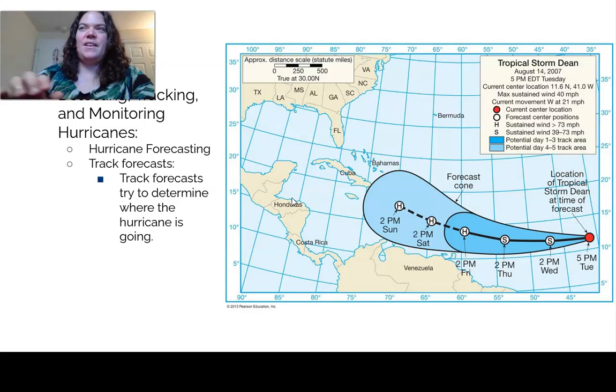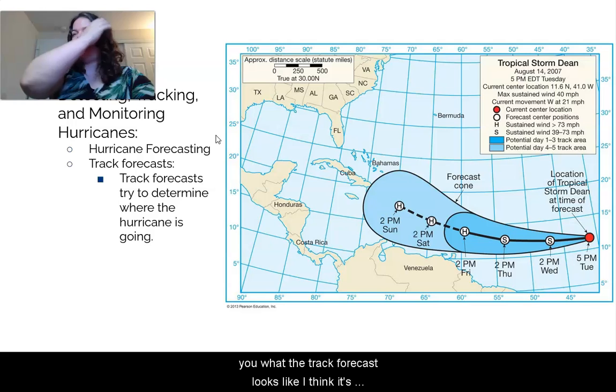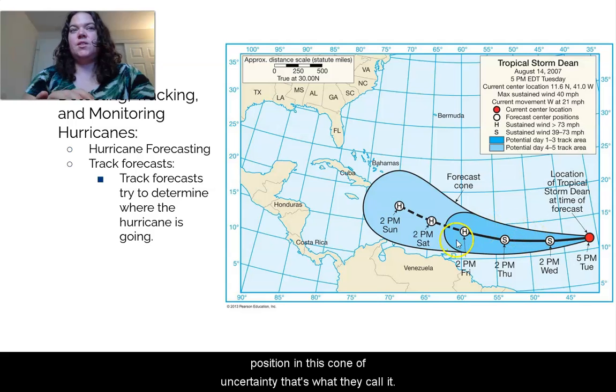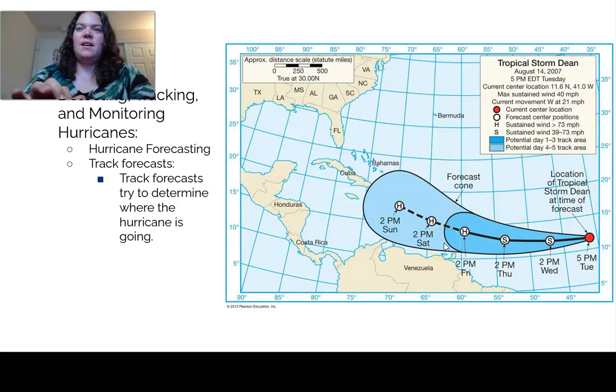That was Dorian, yeah. So this one is Hurricane Dean from 2007. Just to show you what the track forecast looks like. I think it's unfortunate and needs to be changed. But anyway, you have a current location, and then an estimated position, and then this cone of uncertainty. That's what they call it.